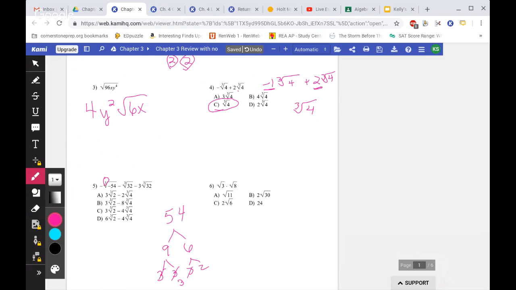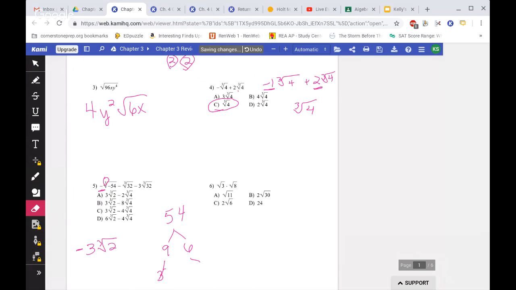So that's going to be 3 cube root of 2. Good job. And if you'll notice, there's a negative outside there. So that's like a -1. So that's -1 times 3. So that's going to make that a -3.